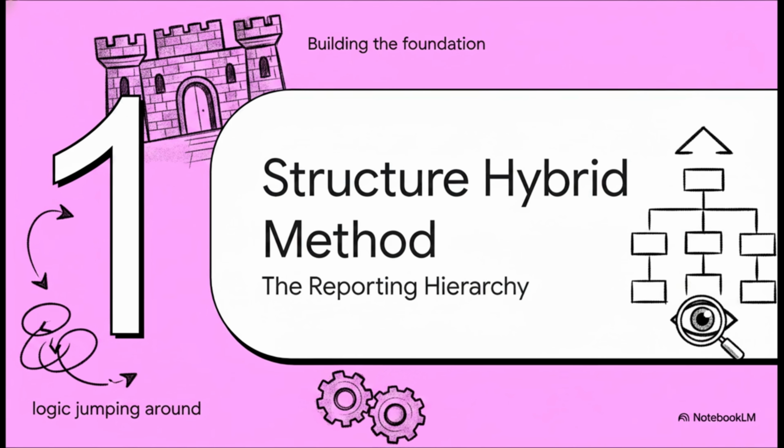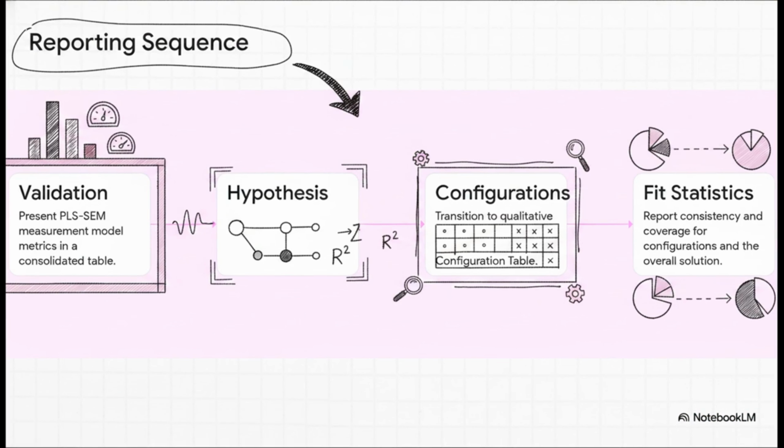Section 1. Structuring your hybrid methodology, and specifically, the reporting hierarchy. The evolution of modern quantitative inquiry really favors this hybrid approach. But listen, if your logic jumps around, you'll lose your examiners in a heartbeat. You literally must guide your committee through this exact four-step reporting sequence. First up, measurement validation. Second, hypothesis testing. Third, configurational results, which is where we transition into the qualitative realm. And finally, fit statistics. This strict hierarchy is a game changer. It allows examiners to trace your logic flawlessly from variable-oriented foundations right into case-oriented complexities.